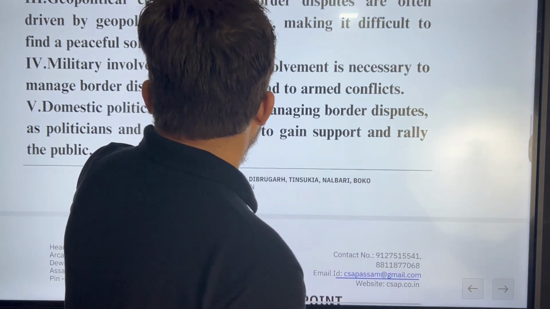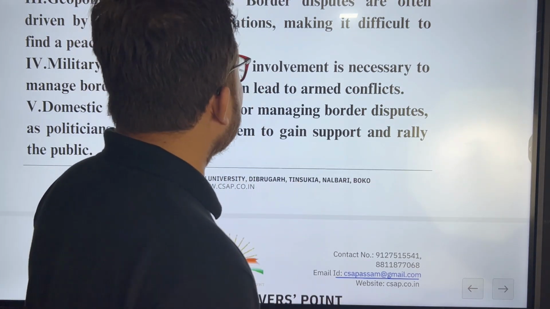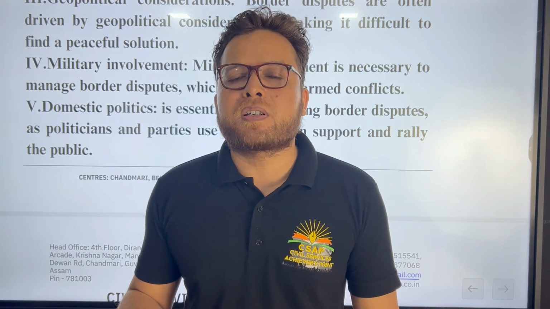Now, military involvement. Military involvement is necessary to manage border disputes, which can lead to armed conflicts. You have to deploy military personnel. We all know about the crisis which happened at the Doklam Plateau, and after that, matters got escalated. Actually, the crisis at Doklam Plateau gave us a new perspective, a new direction altogether as to how to manage border disputes.